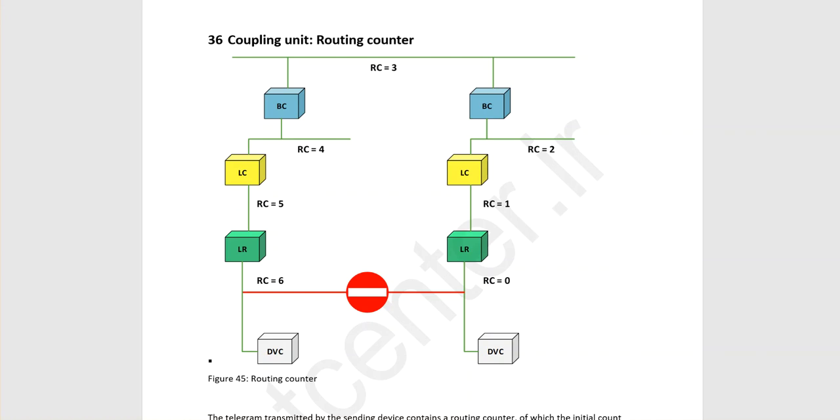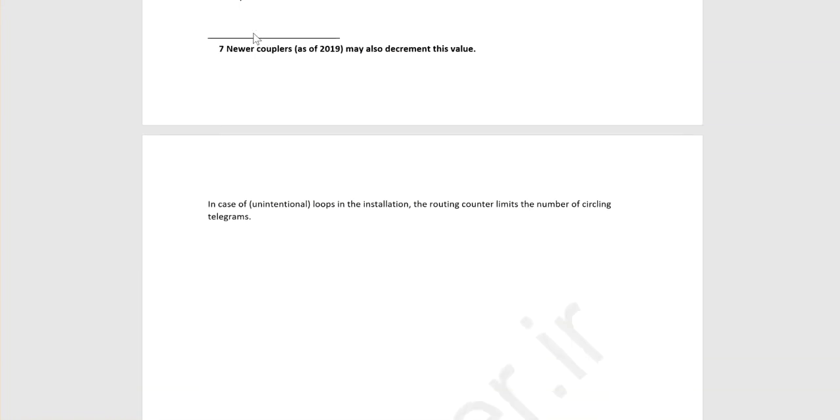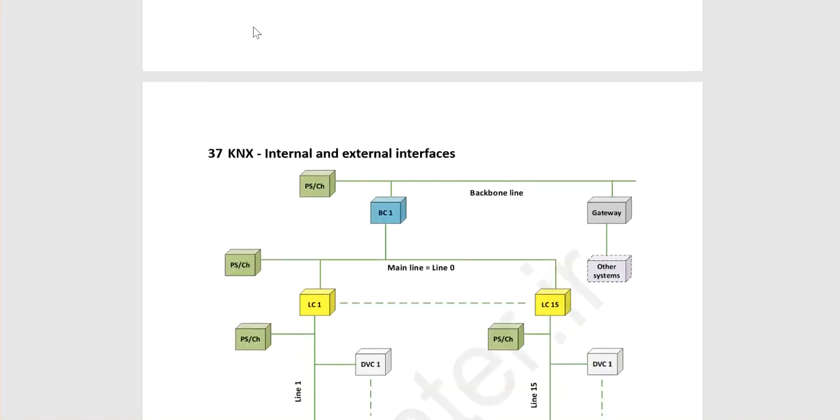That's it. If the telegram has routing counter 0, it will not pass any line repeater, line coupler, or backbone coupler anymore. So the telegram with routing counter 0 is not passed and it's blocked. This way it's better to terminate the passing of the telegram forever because of a ring topology made by mistake. So you can see the routing counter in the group address in your ETS.